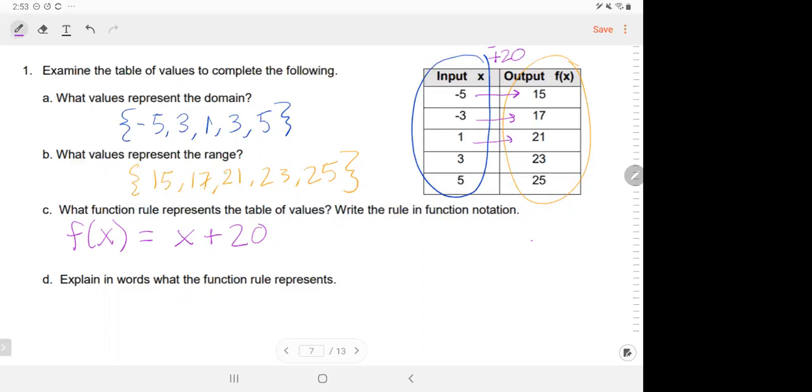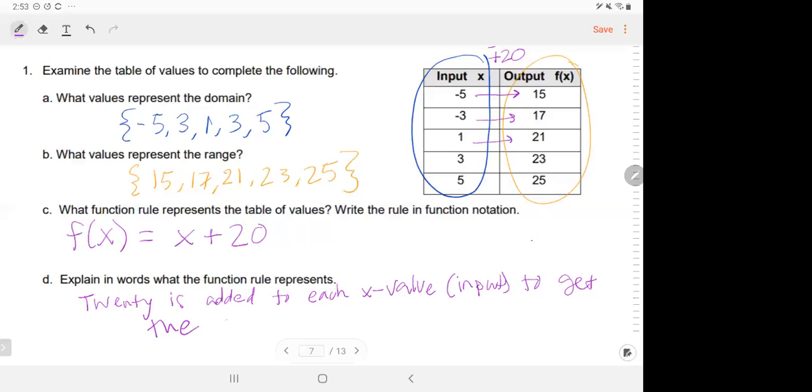Explain in words what the function rule represents. So I'm just going to say that 20 is added to each x value or input to get the corresponding y value or output.